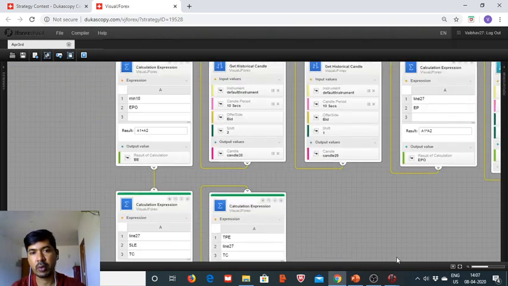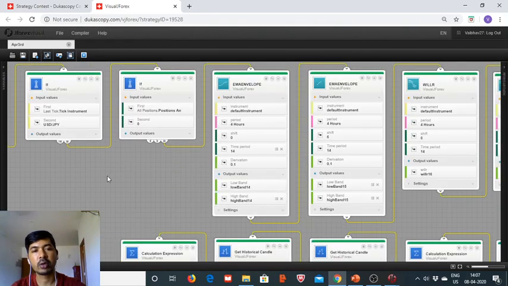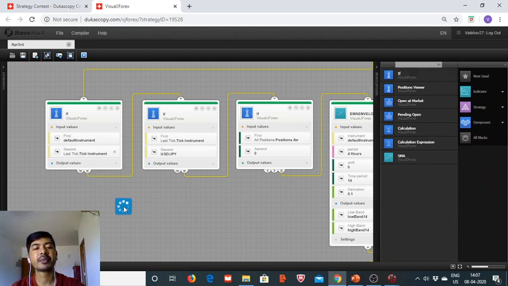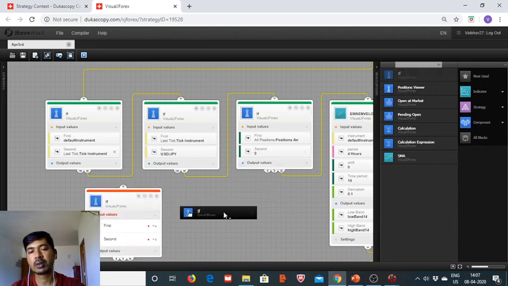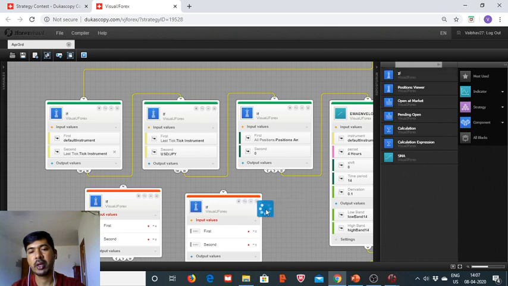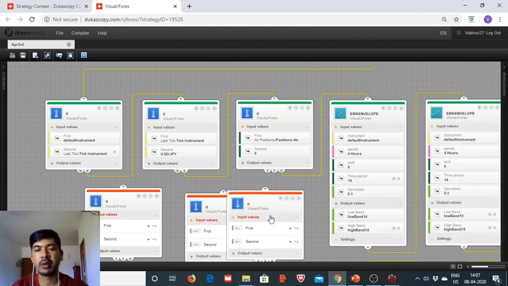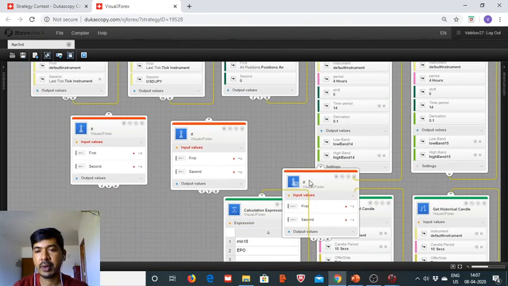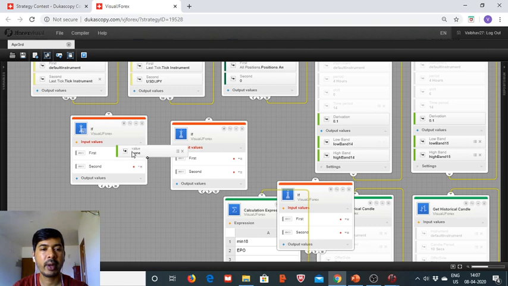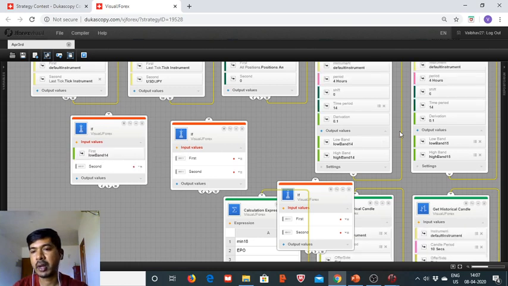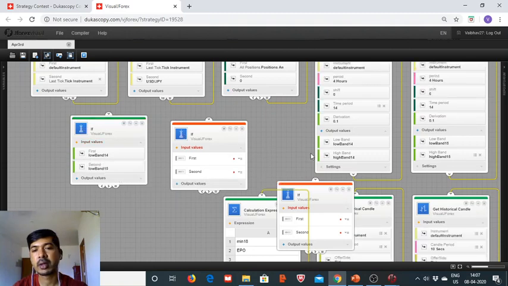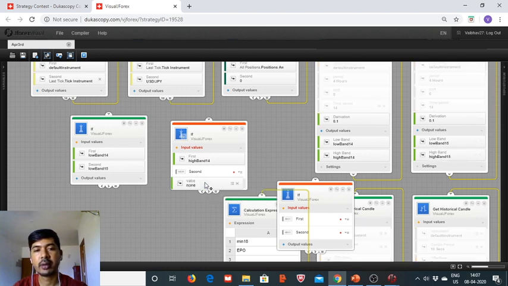We will need to add the conditions on the sell side. So we take in a couple of if blocks. We are going to need 8 of them, if I am not wrong. So first we compare the low band to the prior low band. We compare the current high band to the prior high band.